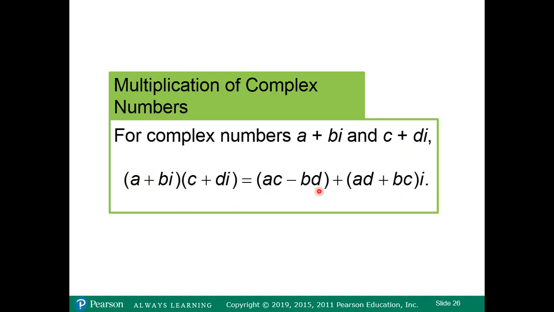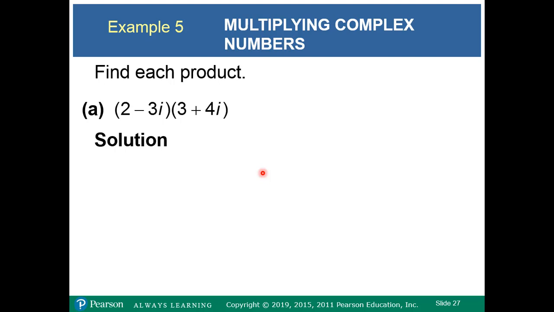Now, I would not try to memorize this. I would just use the FOIL method and just simplify. It's not that difficult to do, okay? But this is always true. So now, let's find the product of each of these.